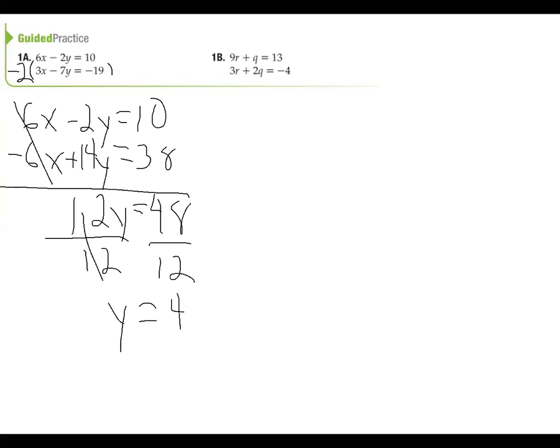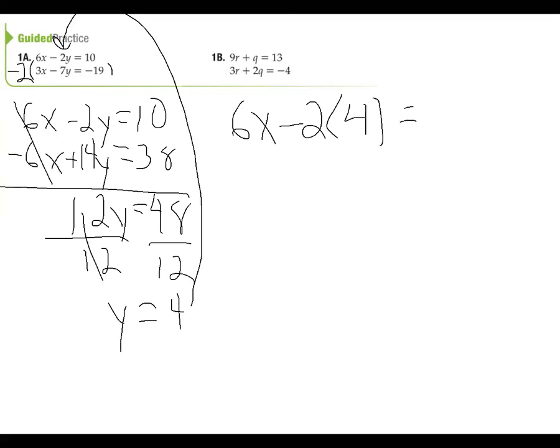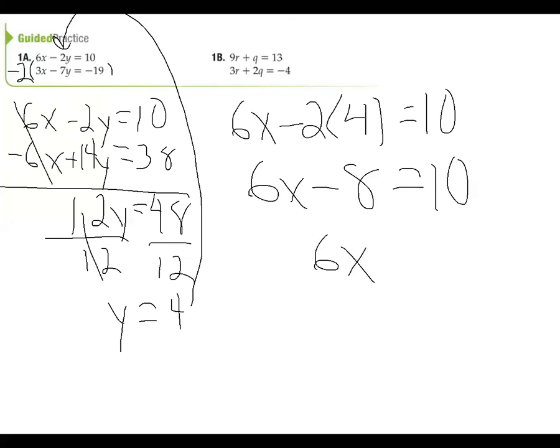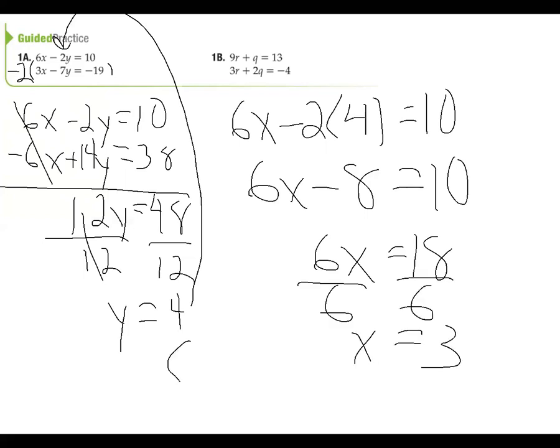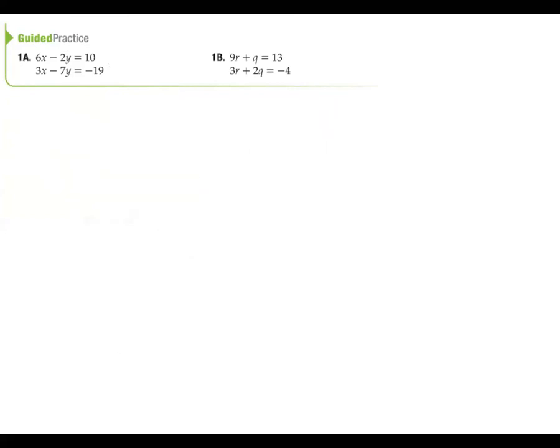Plug that back into the first equation. I'm going to do the first one in this case, and you get 6x minus 2 times 4 equals 10. So 6x minus 8 equals 10. Add 8, so you have 6x equals 18. Divide by 6, you get x equals 3. So your ordered pair is 3, 4 for that one. Okay. The second one, I would multiply the second equation by negative 3.